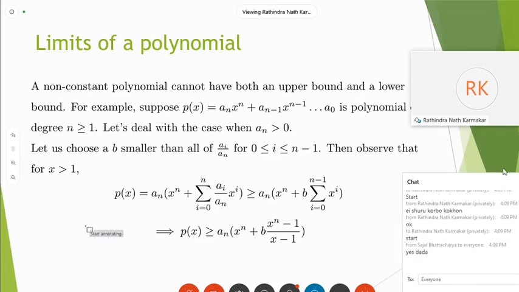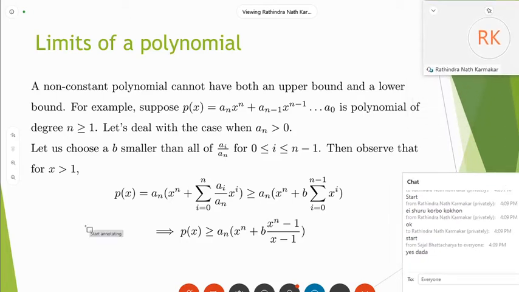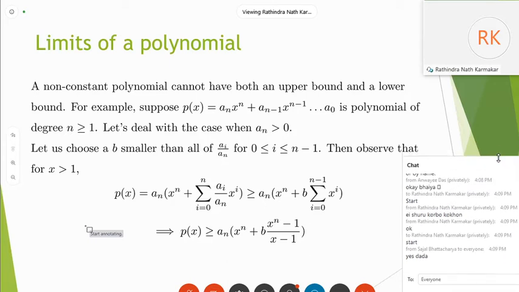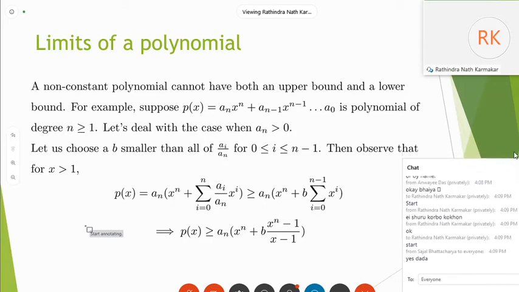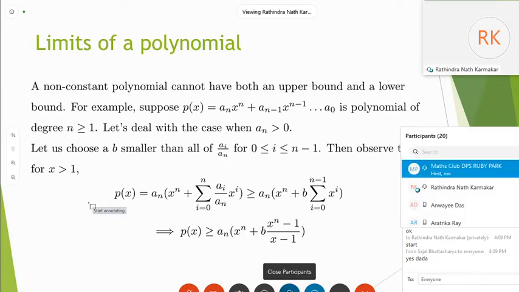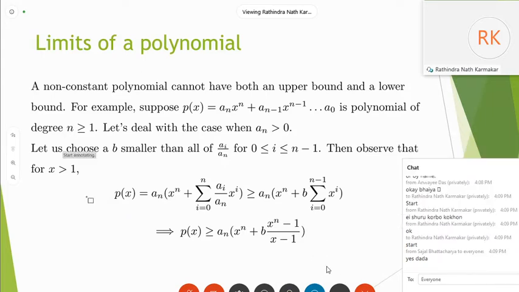Then this polynomial cannot have both an upper bound and a lower bound. By upper bound, I mean a real number m such that p of x is always less than or equal to m. And by lower bound, I mean another real number, say n, such that p of x is always greater than or equal to n. So a non-constant polynomial will not fall into either of these cases. So how do we prove that?